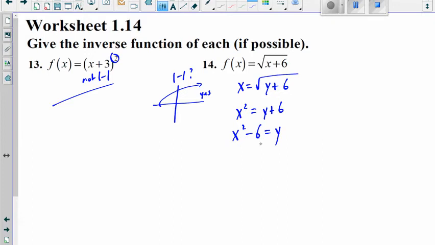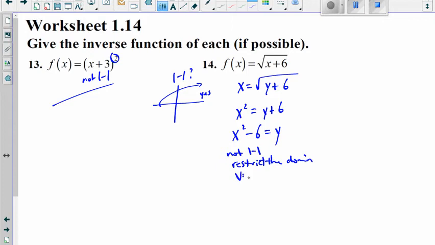X squared minus 6 equals y is not, though, a one-to-one function. I just said it was a parabola. So that's not a one-to-one function. We need to fix that. There's no plus or minus to check. This one is, if it's not one-to-one, restrict the domain. It's kind of like the last problem. We have to do it backwards. What can we do to cut this in half?